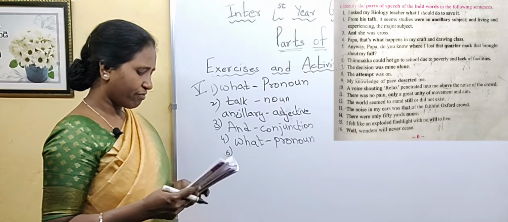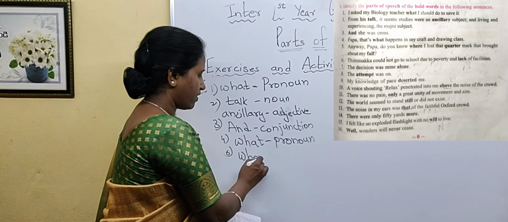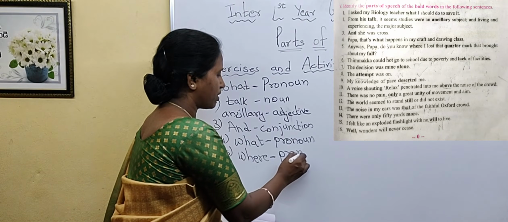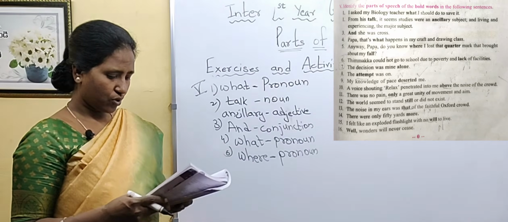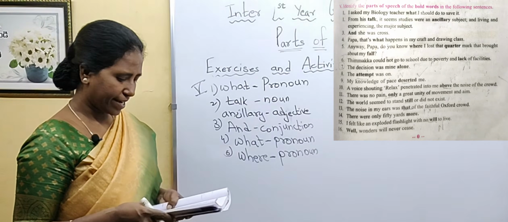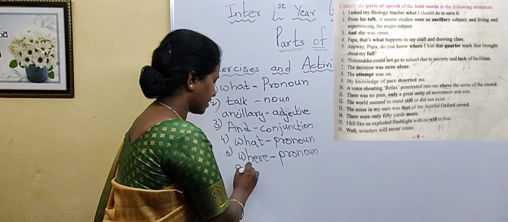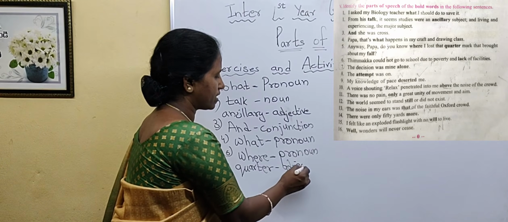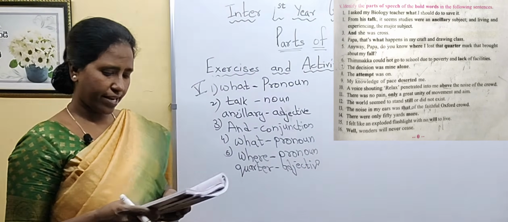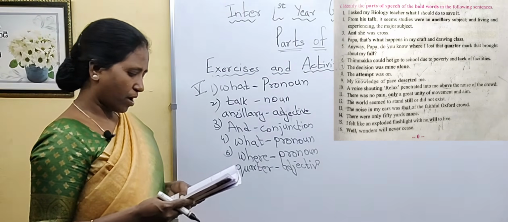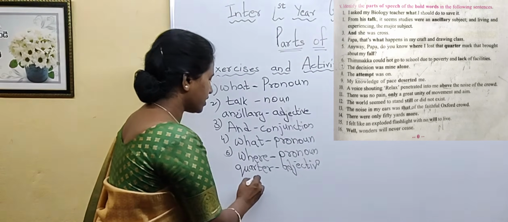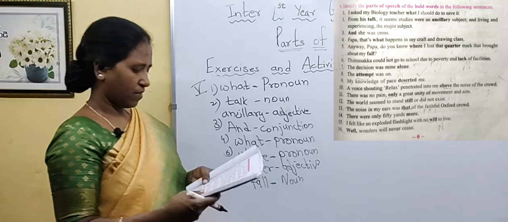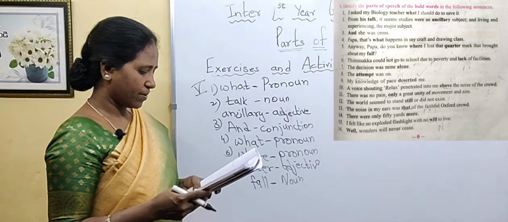Anyway, Papa, do you know where? Where is also a pronoun. It is an interrogative pronoun. Do you know where I lost that quarter mark? Quarter is an adjective. It is telling about the mark. Where I lost the quarter mark and brought about my fall. Fall is falling down. Okay, fall is a noun.